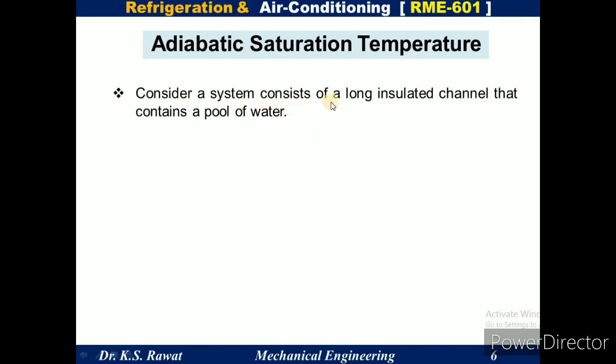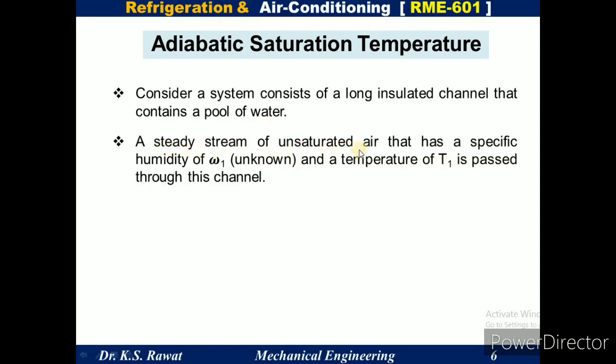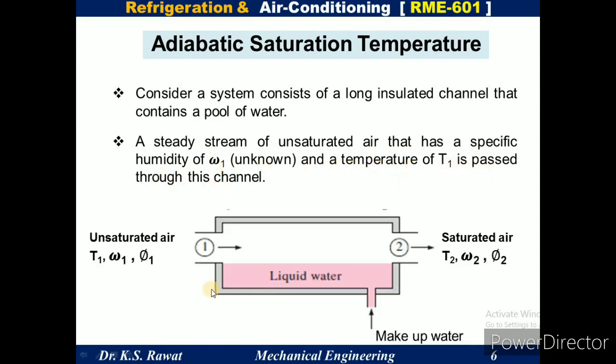Consider a system that consists of a long insulated channel that contains a pool of water. A steady stream of unsaturated air that has a specific humidity omega 1 and temperature T1 is passed through this channel. So we are considering a system with a long channel which is adiabatic or insulated, and this channel contains a pool of water. A steady stream of unsaturated air enters this system, and saturated air is leaving this system, where T1 is the temperature of the unsaturated air entering the system, omega 1 is the specific humidity, and phi 1 is the relative humidity.